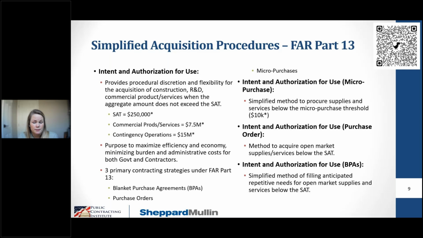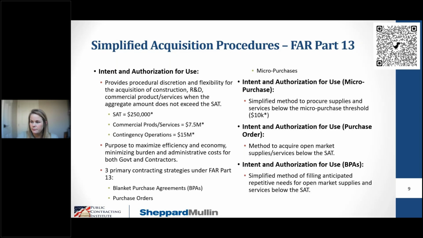Simplified acquisitions can be used through a variety of mechanisms, including the use of purchase orders for products and supplies below the simplified acquisition threshold. Also, the government could establish a blanket purchase agreement, essentially giving a simplified method for the government to fill anticipated repetitive needs when the actual need is not necessarily known at the time of contracting.